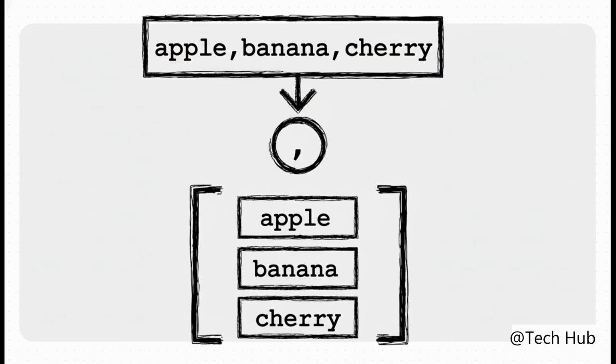In this code example, our separator is a comma. We tell the program to split the string "apple, banana, cherry" every time it sees a comma. The result isn't one string, it's a list containing 3 totally separate strings: apple, banana, and cherry.